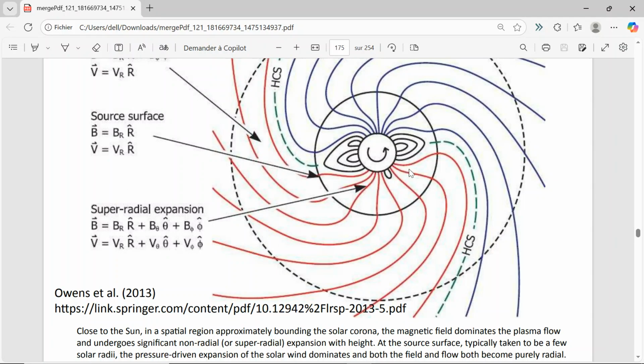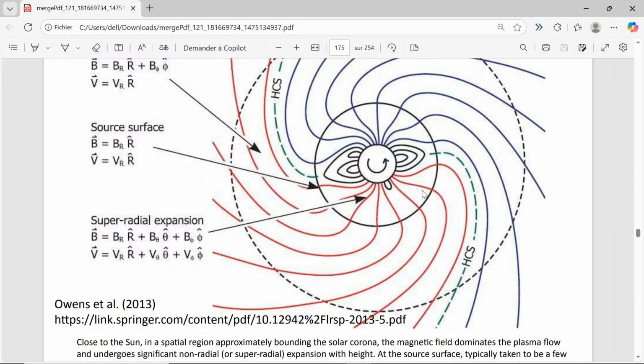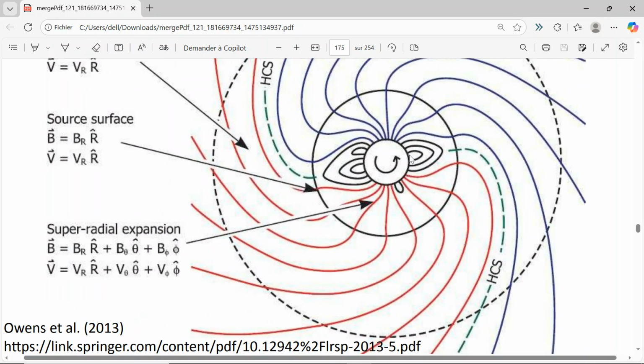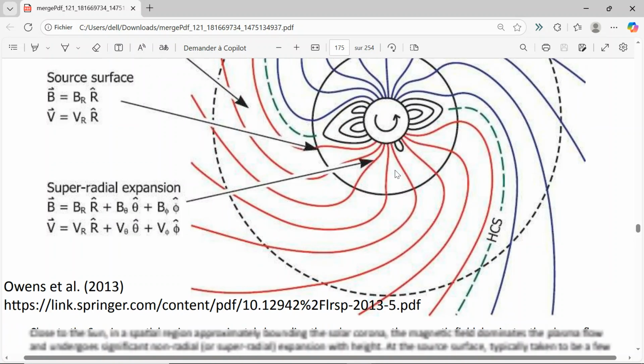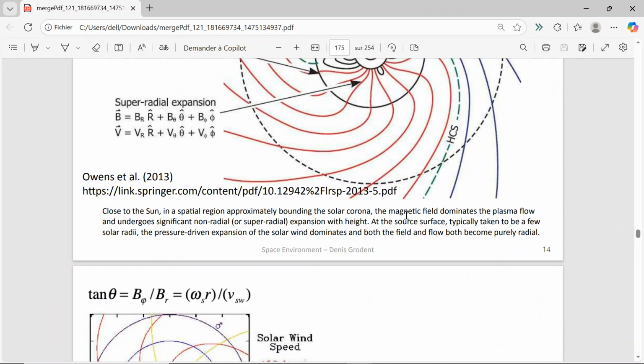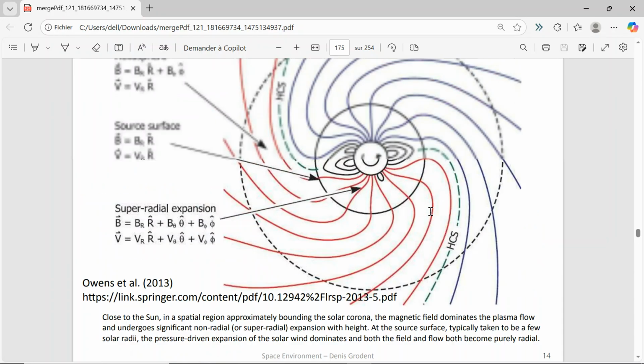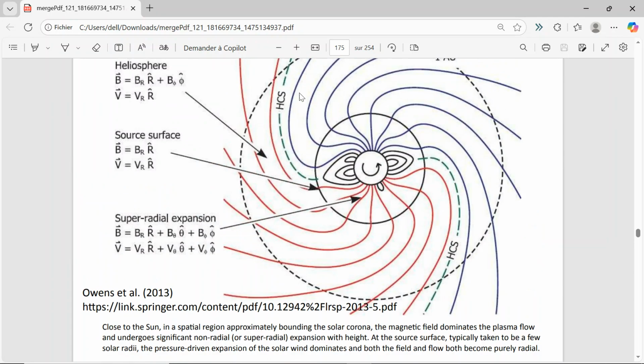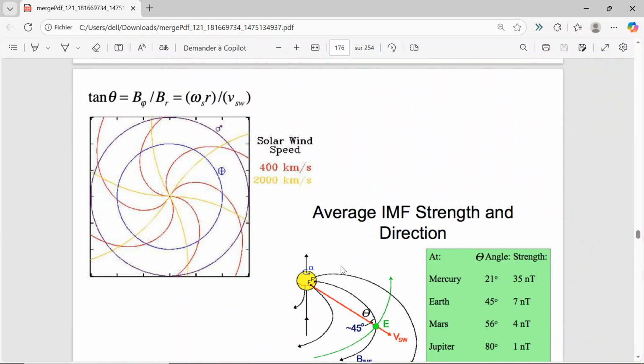Very next to the sun, you get the supraradial expansion, where things are much more complicated. We can read here: the magnetic field dominates the plasma flow and undergoes significant non-radial expansion with height. As the source surface, typically taken to be a few solar radii, the pressure-driven expansion of the solar wind dominates, and both the field and flow become purely radial. So radial at the beginning, the particle spiral is more pronounced as we go further away from the sun.